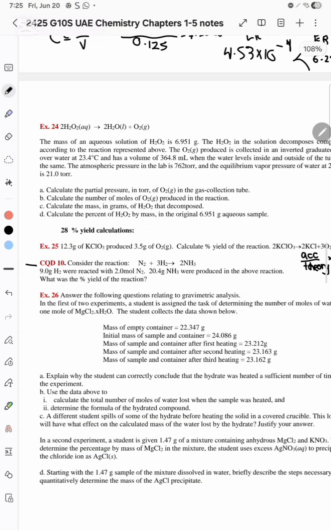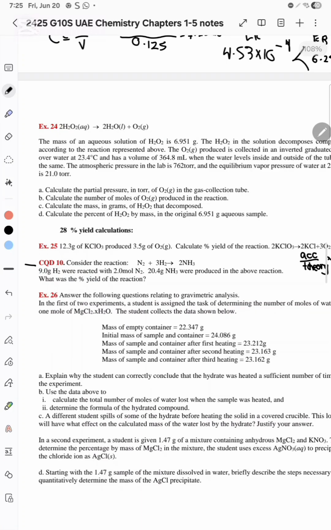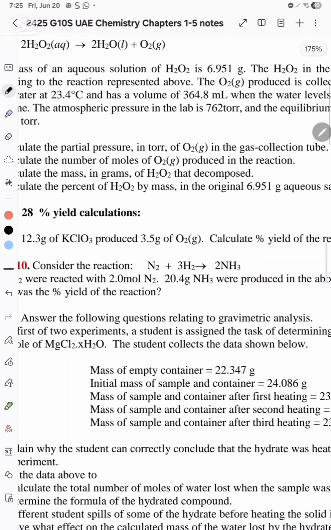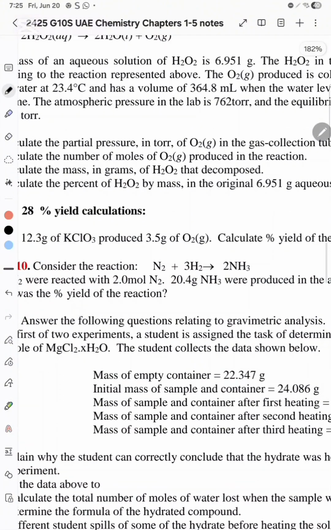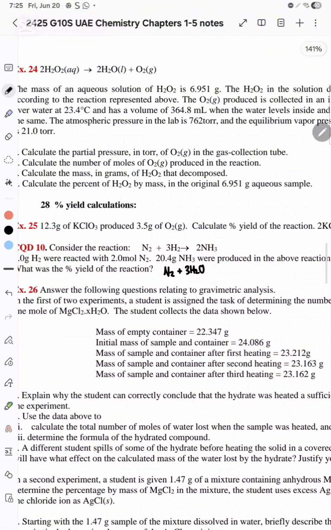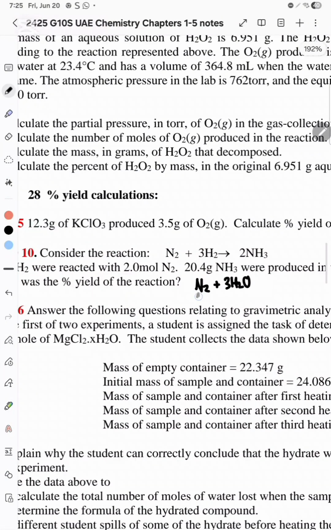Okay, yeah, my bad, because I was reading my answer in the notebook and I completely confused myself. But now I figured it out. So we have N2 and 3H2, right? So we have 2 moles of N2. Here we have 1 mole, here we have 2 moles, and here we have H2, I don't know where I got the O from.